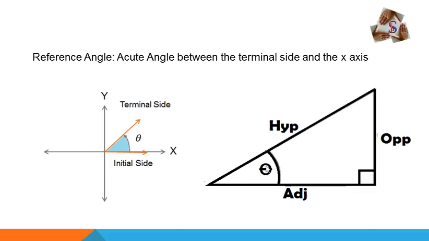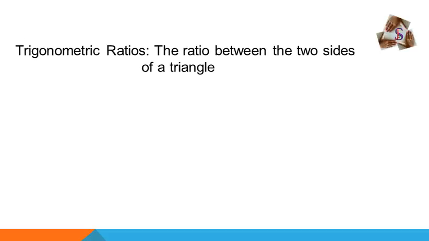So with the help of theta, we find out the opposite and the adjacent side. Therefore, to find out the value of trigonometric ratios, we will always use the reference angle theta. Next, let us try to understand what is a trigonometric ratio.